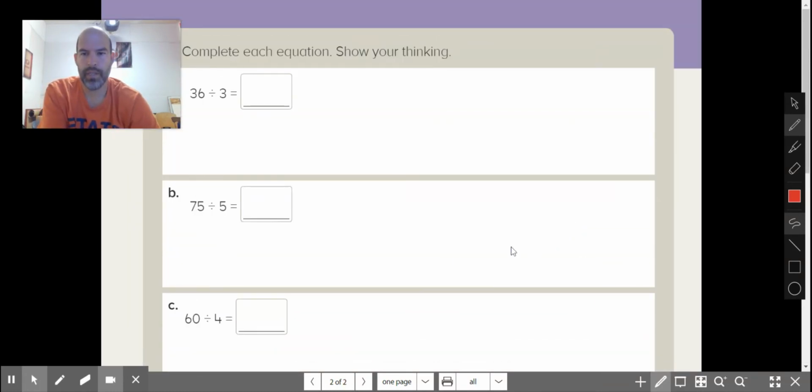On our second page here, it's asking you to show your thinking. Remember, think multiplication, all right? I'm going to go ahead and have you guys go ahead and work on the lesson today.